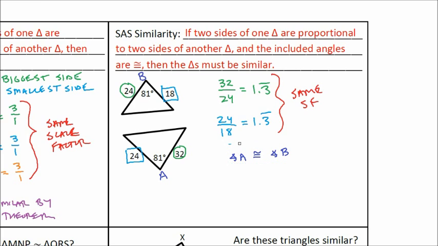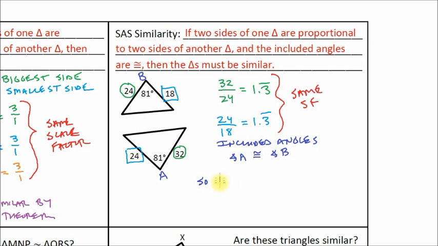I'm going to leave some space here. Let's put this as the included angle. Included angle. That way we know we're actually checking those two. And they are congruent. So now we've got two sides that are proportional and the included angle is congruent. So we can actually write our final answer.